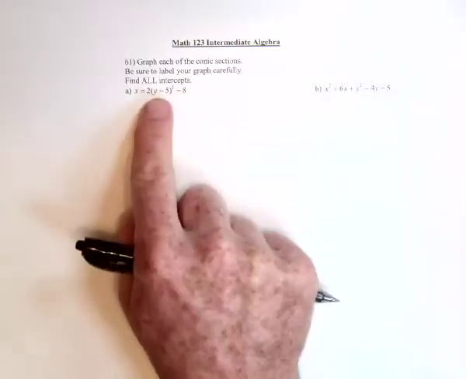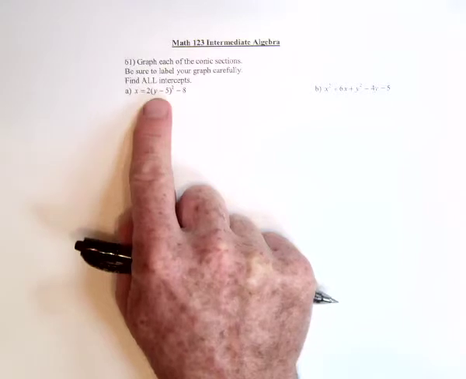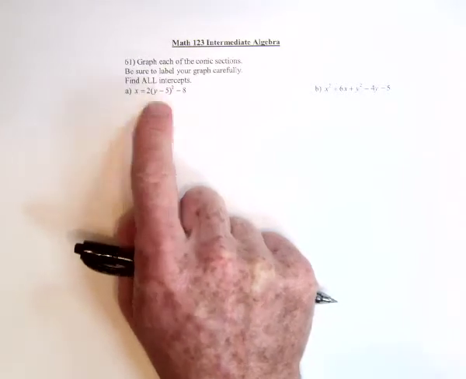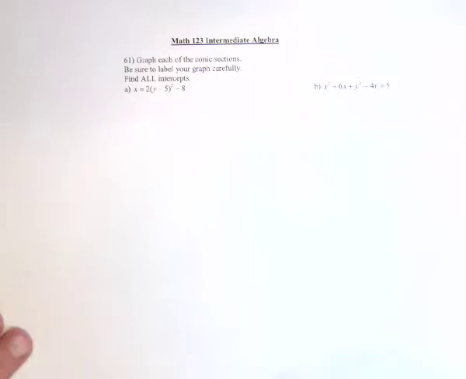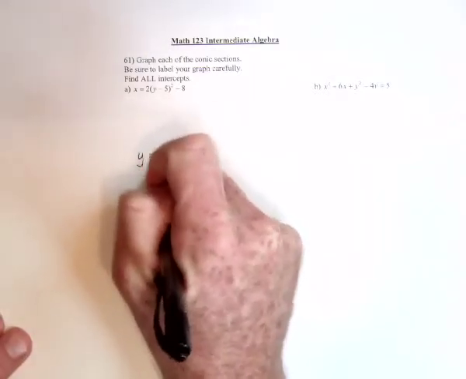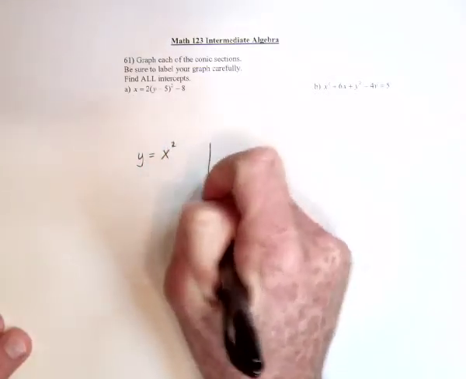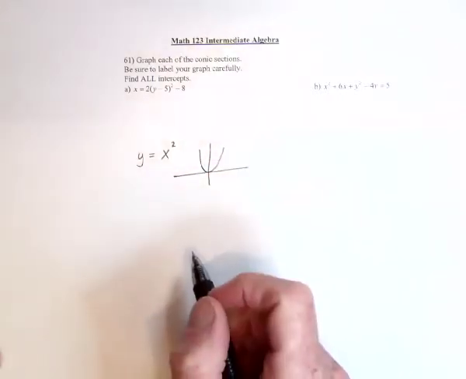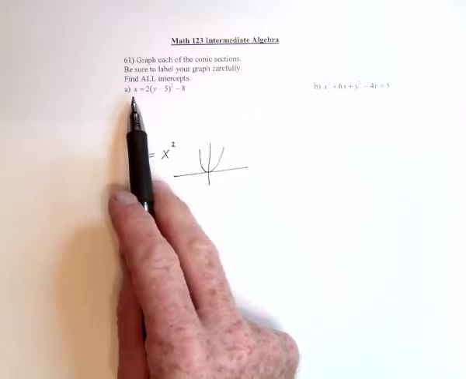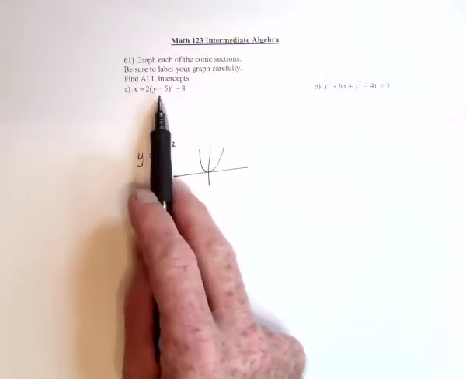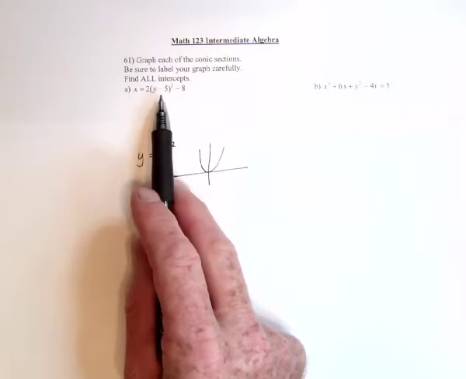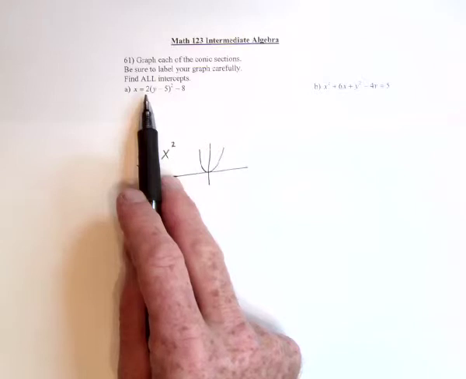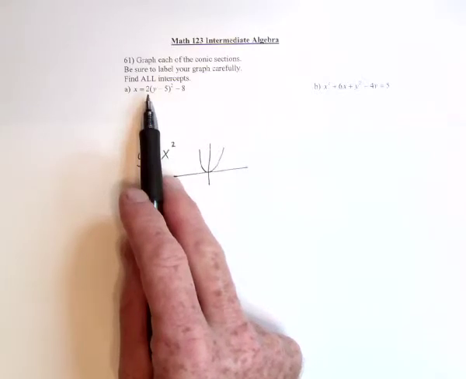So first, for this parabola, if you have y equals x squared, that's a parabola that looks like this. It's opening up. Instead of having x squared, this one has the y being squared. So that means instead of going up or down, it's going to go to the left or to the right. Since the number in front is positive, it's going to the right.